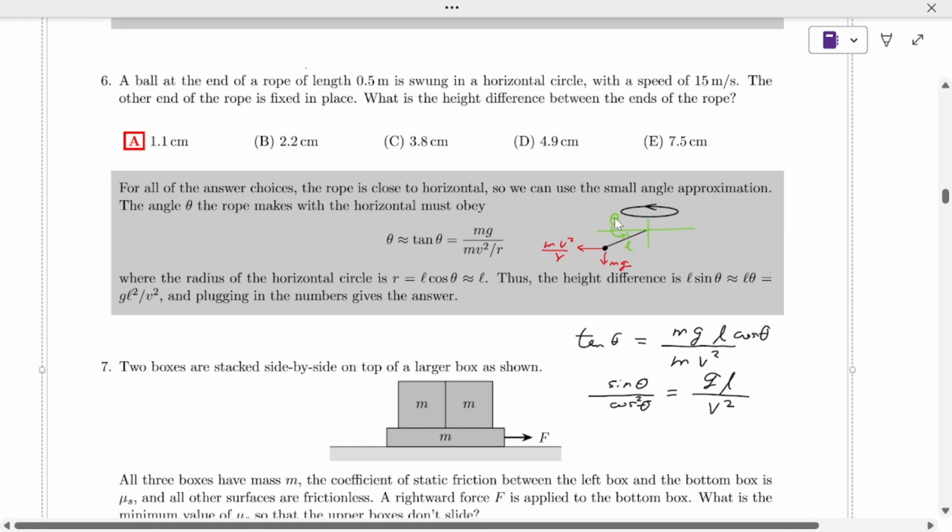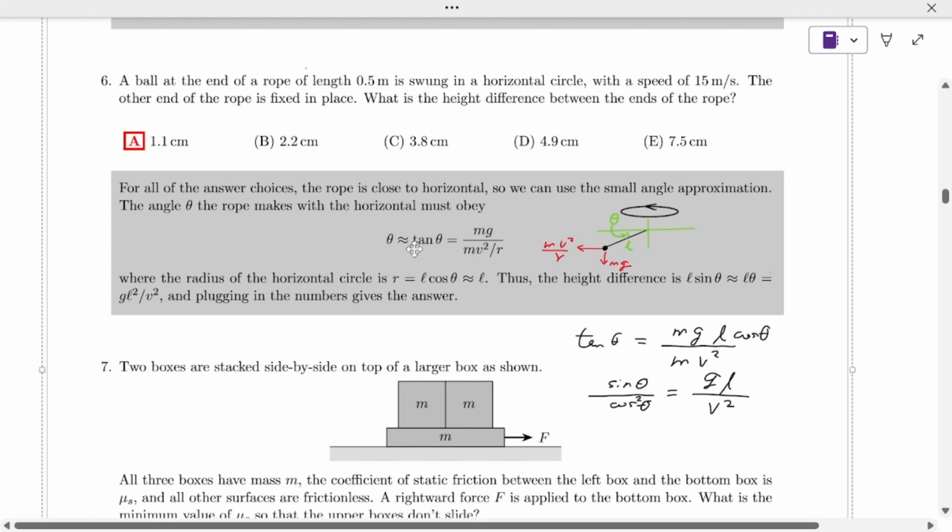So basically, the ball is swung in a horizontal disc, and the disc sags a little bit because of gravity, and we're asked about this angle that it sags.